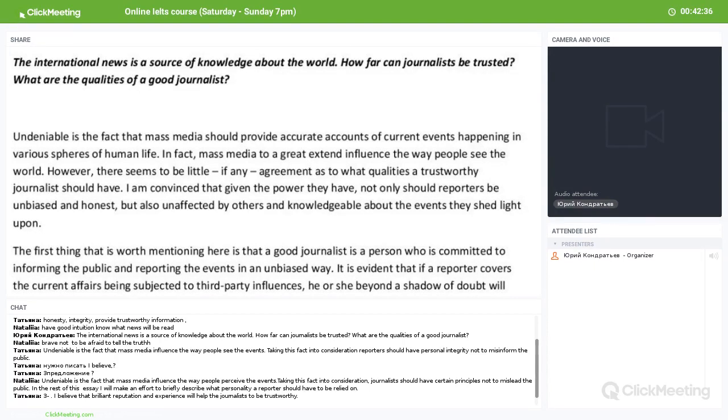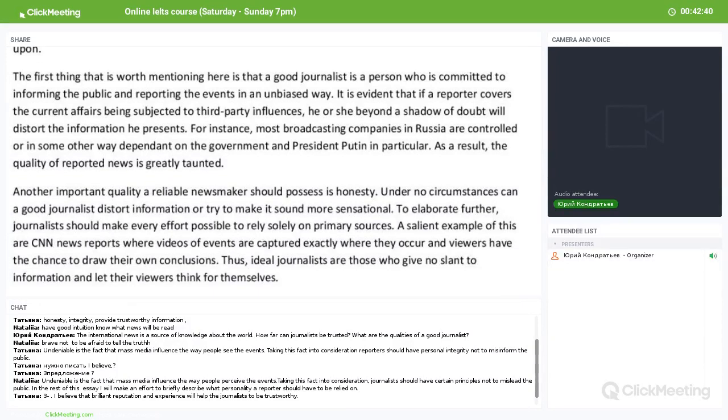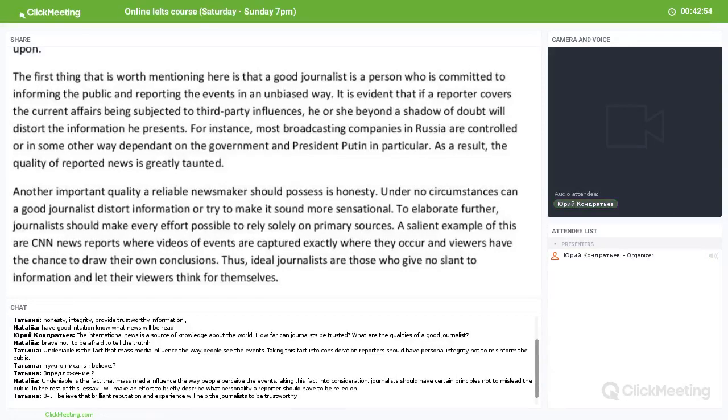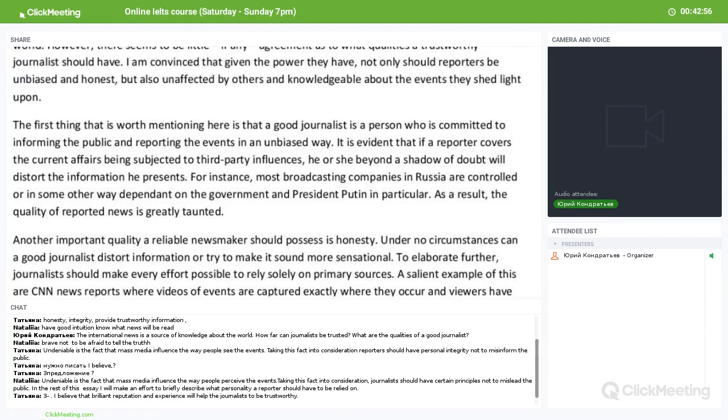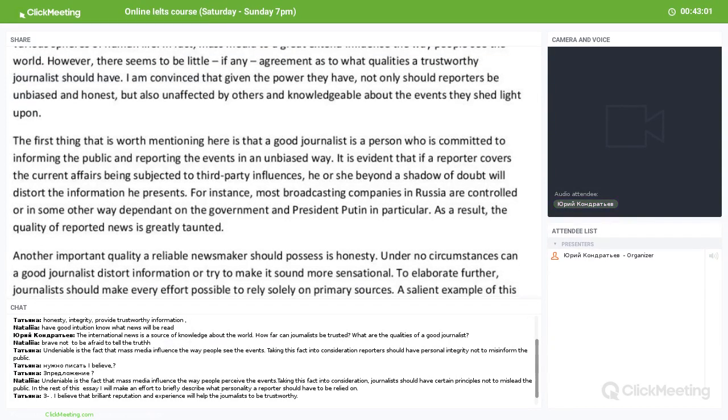Again, you need to make a topic sentence. Then there should be, well, some kind of explanation of your topic sentence. And then there should be an example. And after this, there should be a mini conclusion. Well, sometimes, if you don't have time, you skip an example. Sometimes you skip a mini conclusion or a wrap sentence.